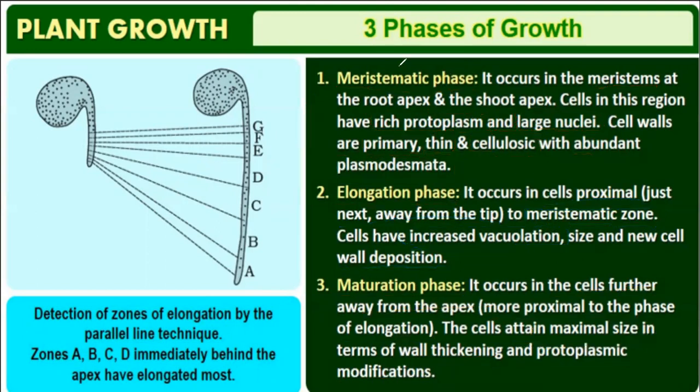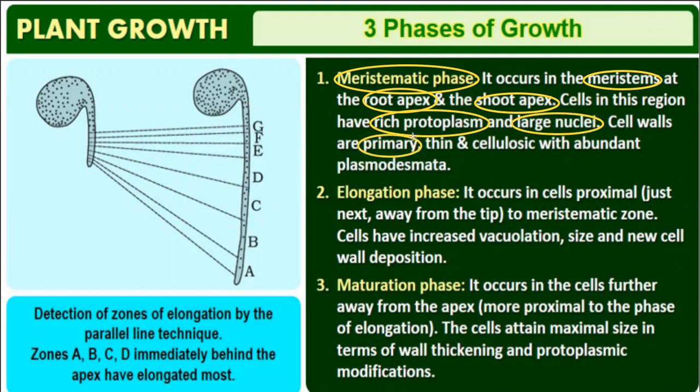Once again, I'll just highlight the important points for you. That is the meristematic phase. It takes place in the meristems, and these meristems are found in the root apex as well as in the shoot apex. The cells of this particular region have a rich protoplasm as well as large nuclei. The cell walls are primary, thin and cellulosic with abundant plasmodesmatal connections. All these encircled points are very important for your exam. Second one is the elongation phase.